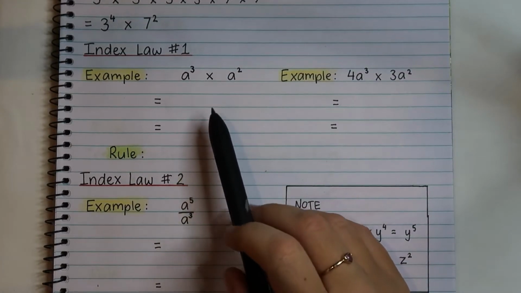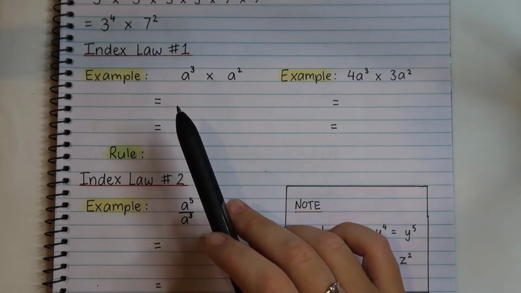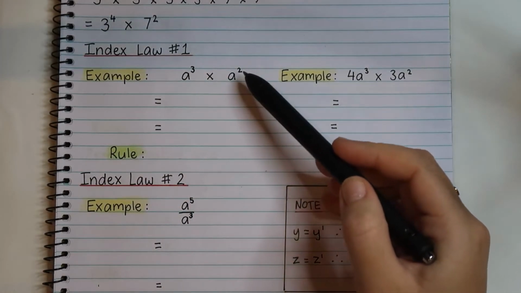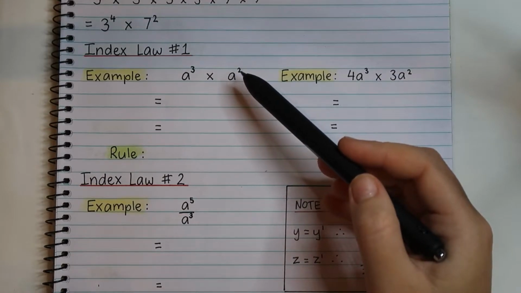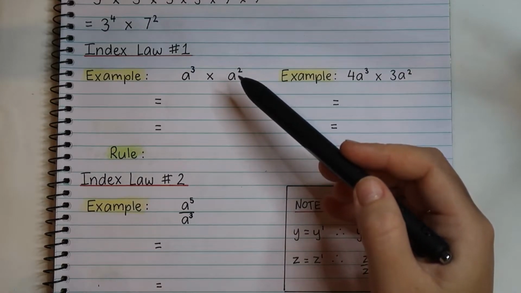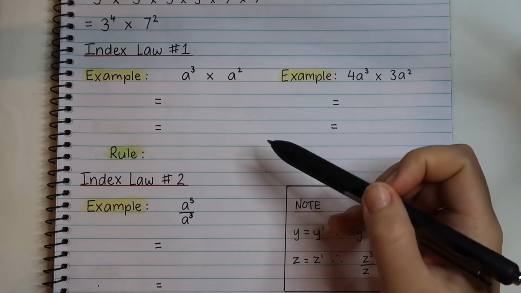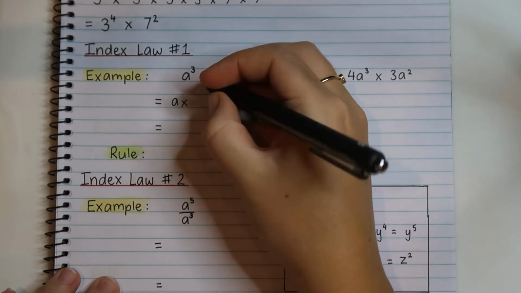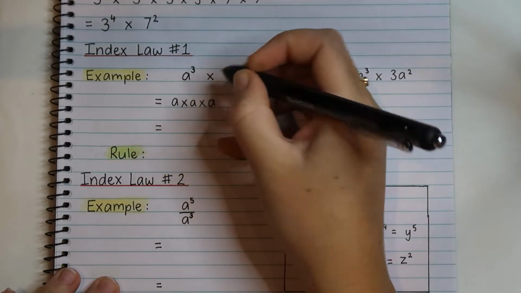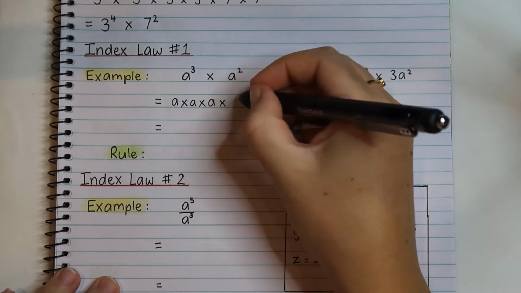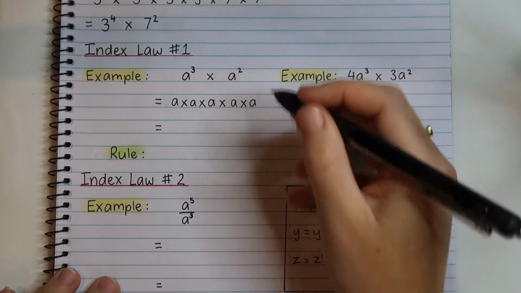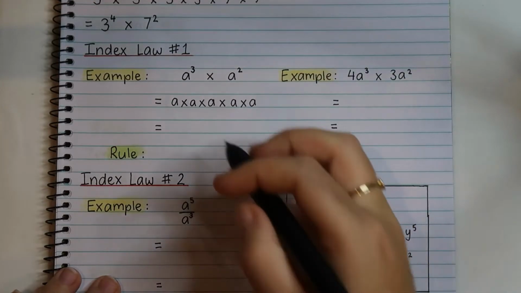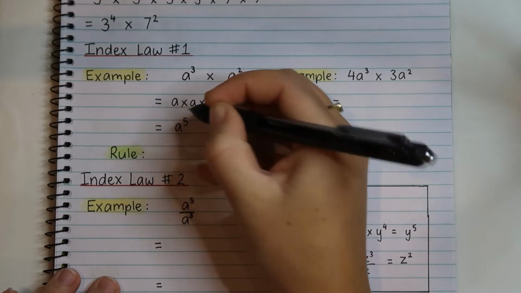So index law number 1. Let's have a look at this example. So here we have a to the power of 3 times a to the power of 2. To understand what the law is and where it comes from, let's write it out in expanded notation. So here we will get a times a, which is a to the 3, times a, which is a to the 2. Now we can group all the like terms together and we'll get a to the power of 5.